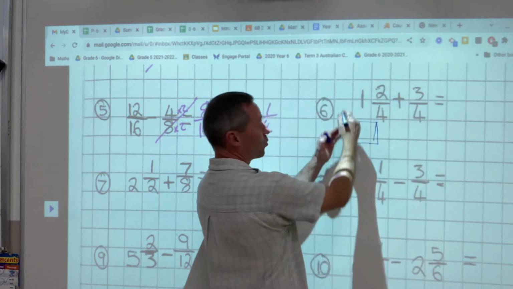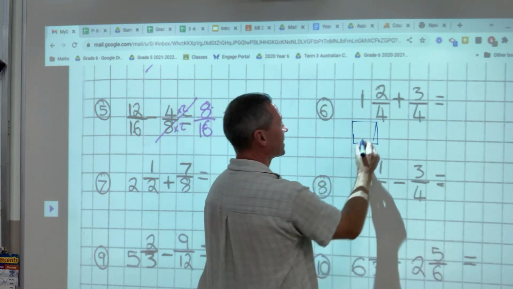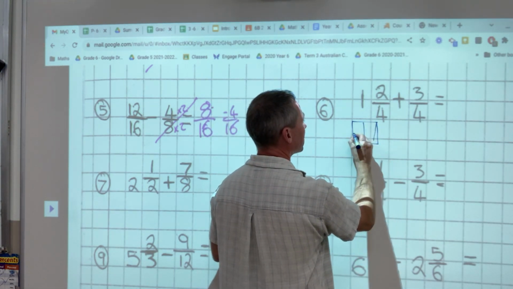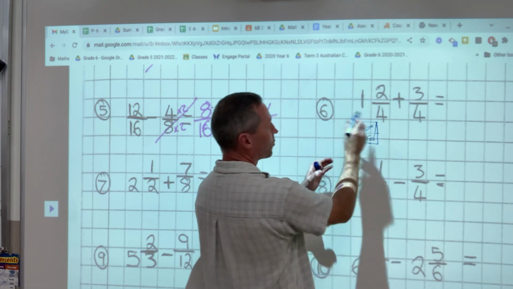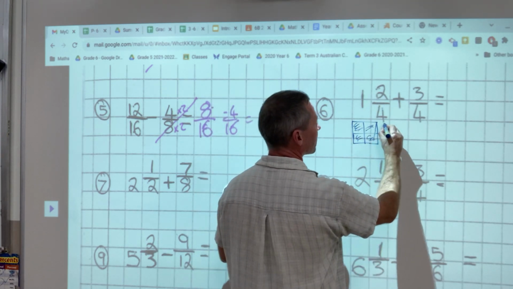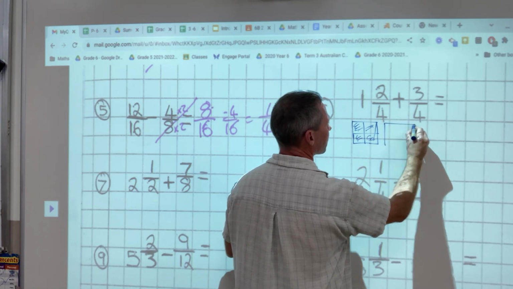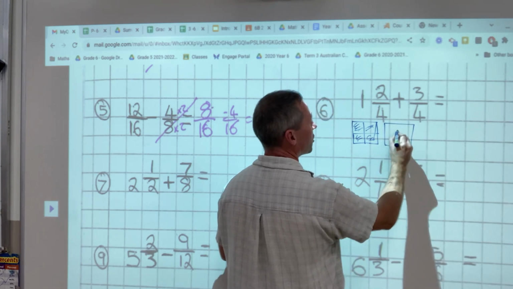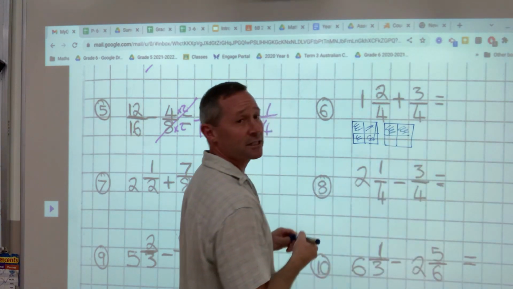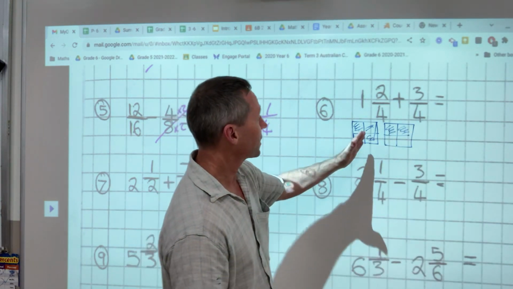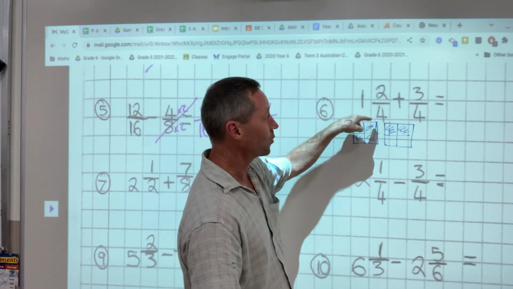So this is my 1 whole pizza here. Don't know if we can see that. And if I cut it into 4 bits, there's my 1 whole. Let's color it in. 1 whole pizza and 2 bits out of 4. So here's my other whole pizza, but I've only got 2 bits colored in. So what that's telling me, it's 1 whole and 2/4.